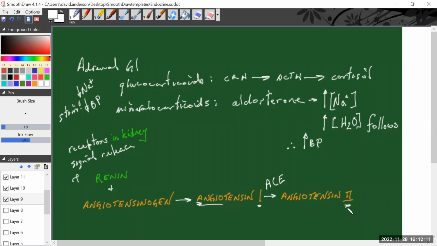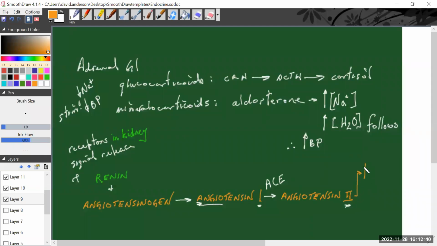Angiotensin converting enzyme, ACE. There's a whole category of medications that are designed to try to regulate blood pressure called ACE inhibitors. And ACE inhibitors are designed to block this pathway right here. Because what we're going to see when we look at angiotensin 2 is that it does two main things.